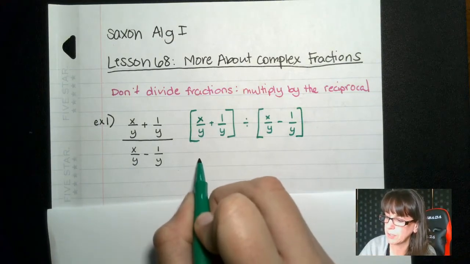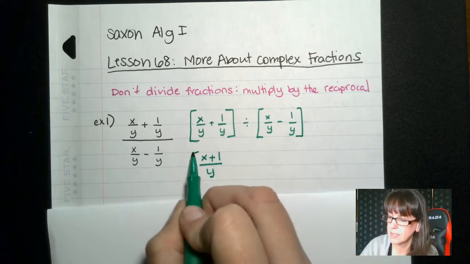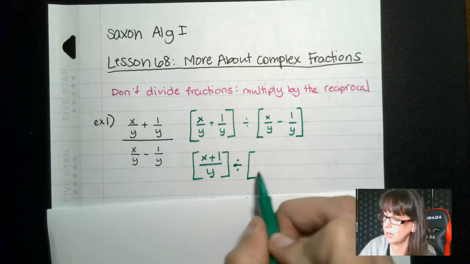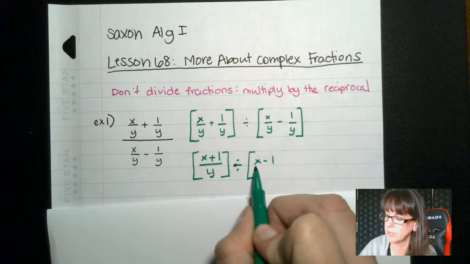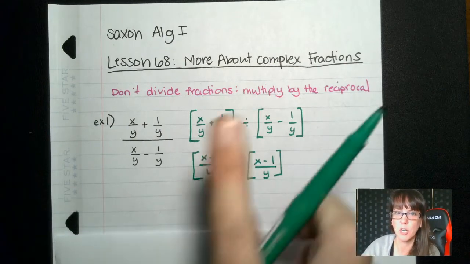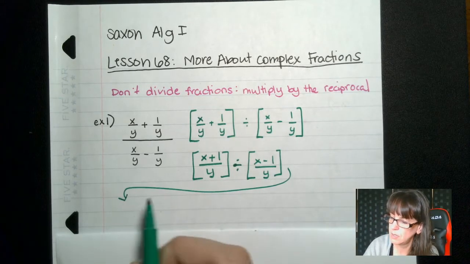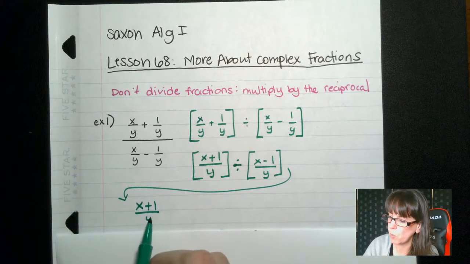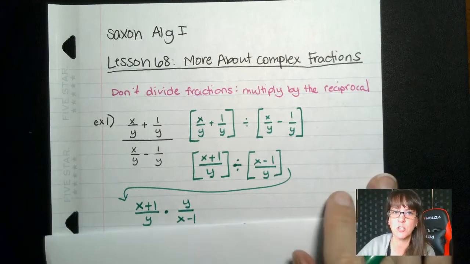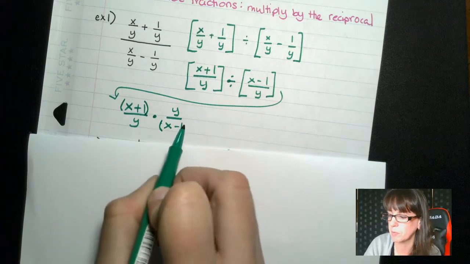Fortunately, I have a common denominator here, so I have x plus 1 over y divided by x minus 1 over y, because I have that common denominator. Remember, we don't divide fractions, we multiply by the reciprocal. So this now becomes x plus 1 over y times y over x minus 1. Always when you have addition and subtraction in your fractions, you're going to want to protect it by putting parentheses. Notice I put parentheses around there.